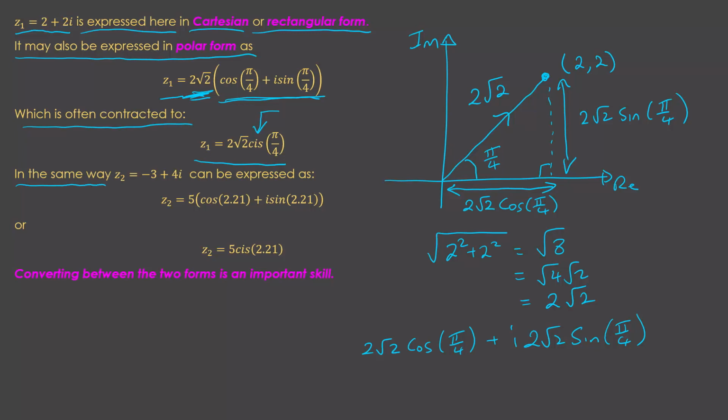In the same way, Z2 is equal to negative 3 plus 4i can be expressed as Z2 is equal to 5. Remember, that's the modulus of this complex number. Cos 2.21 plus i sine 2.21. Remember, the argument was 2.21 radians. And of course, that can be contracted to Z2 is equal to 5 cis 2.21.